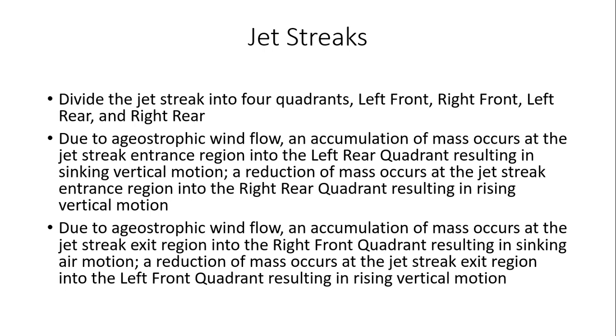A reduction of mass occurs at the jet streak entrance region into the right rear quadrant, resulting in rising vertical motion. Due to ageostrophic wind flow, an accumulation of mass occurs at the jet streak exit region into the right front quadrant, resulting in sinking air motion. A reduction of mass occurs at the jet streak exit region into the left front quadrant, resulting in rising vertical motion. So, why is this important?